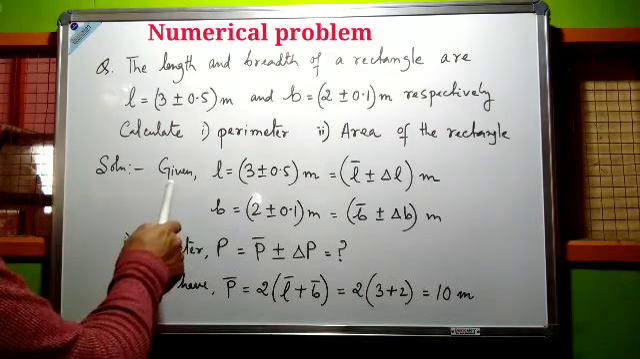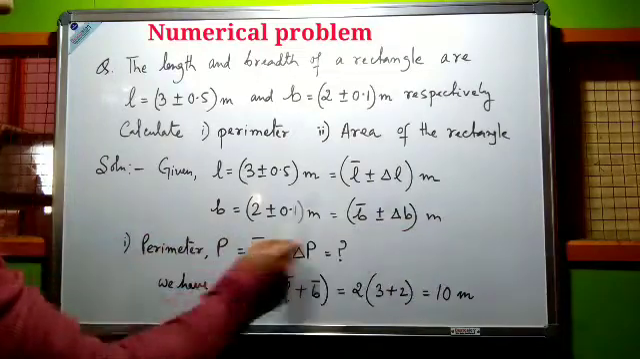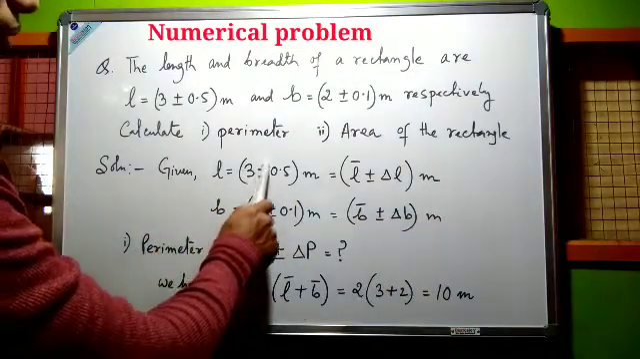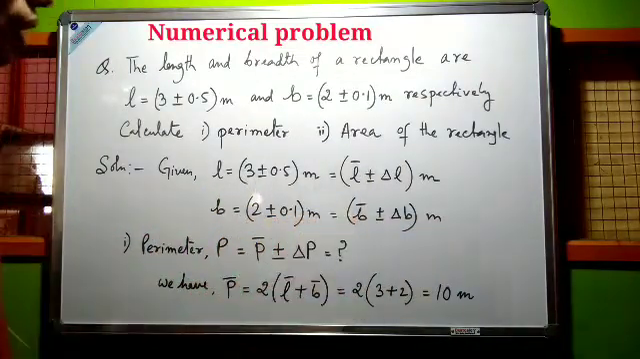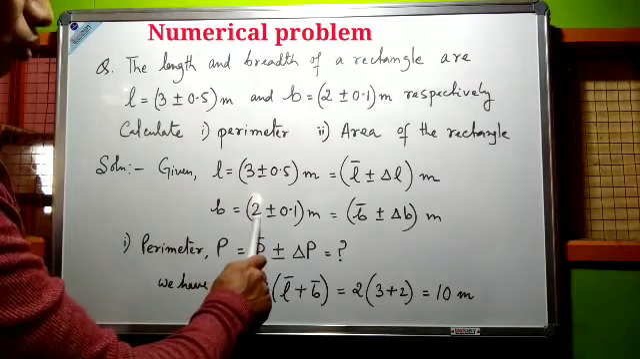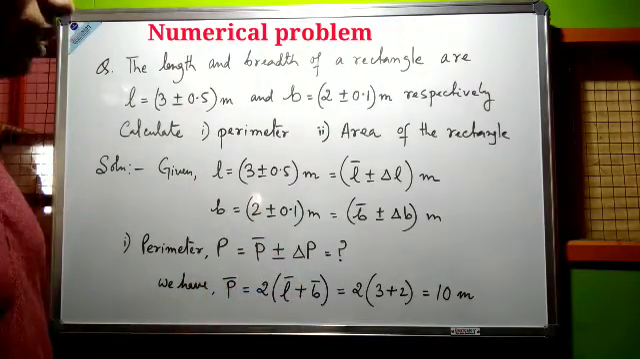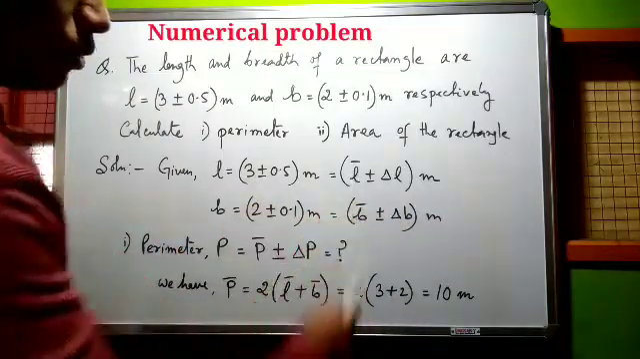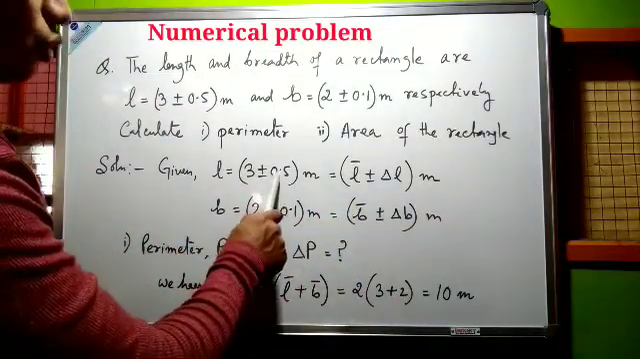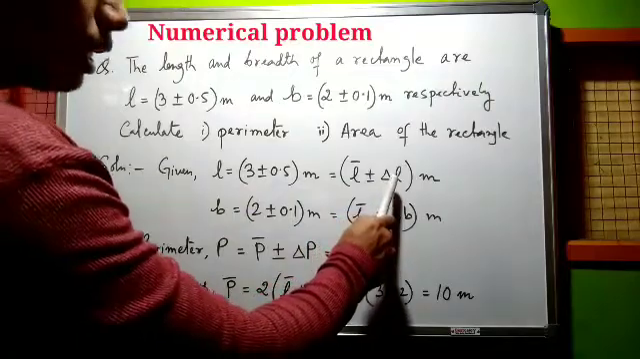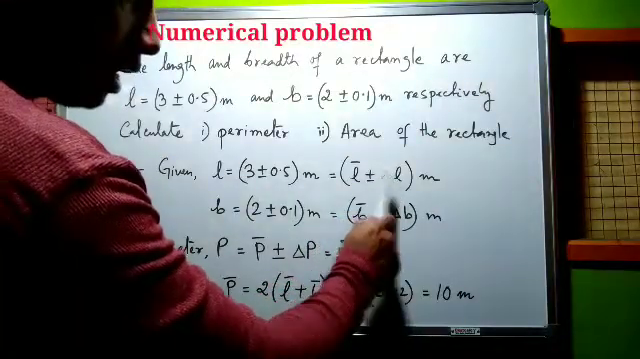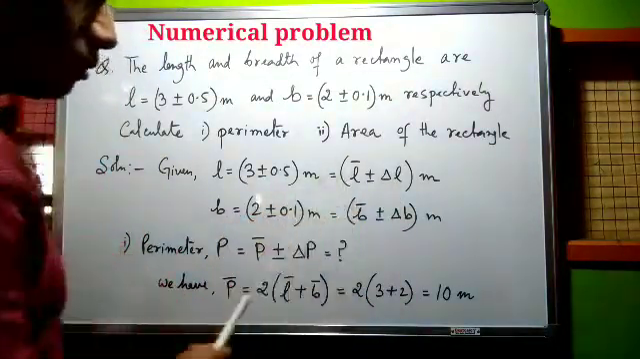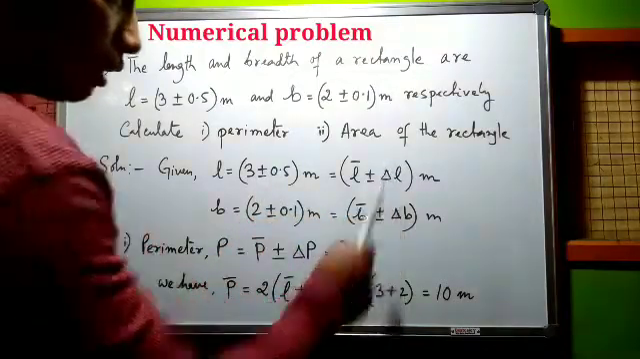So first we have to write the given physical quantities. Here length equal to 3 plus minus 0.5 meter. Breadth B equal to 2 plus minus 0.1 meter. Now we may write like this: 3 represents the true value of length and 0.5 represents the absolute error in length. So 3 is L bar and 0.5 is delta L.